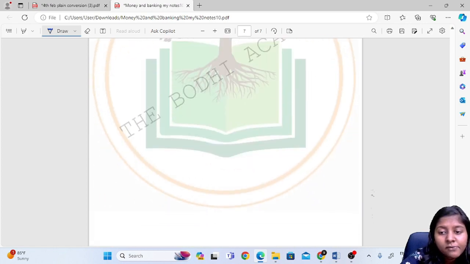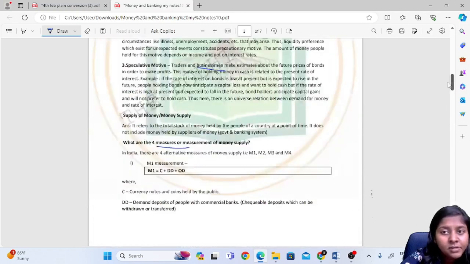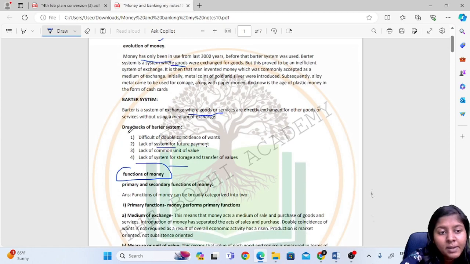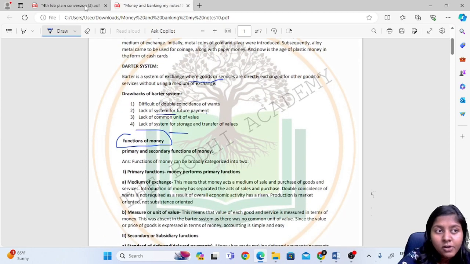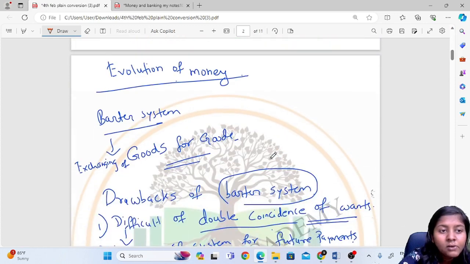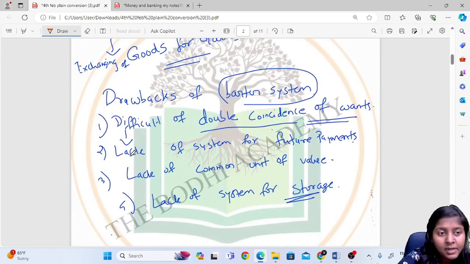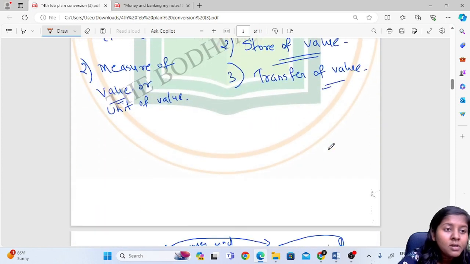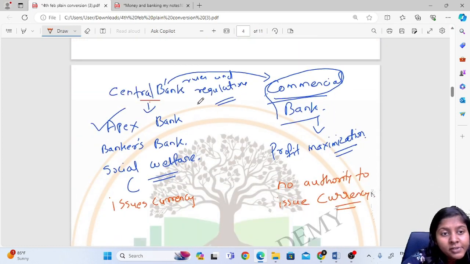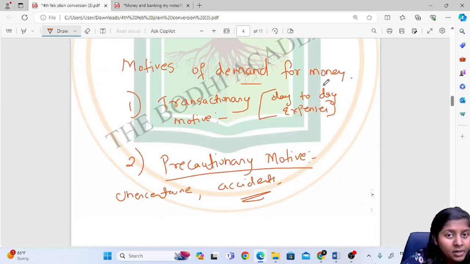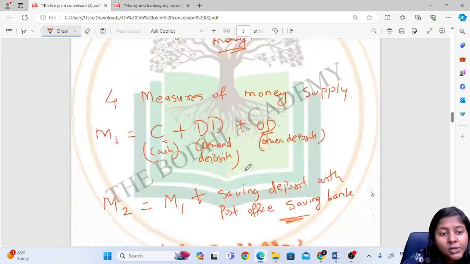So with this, we have finished the money and banking chapter. The only thing is that here you have to remember the drawbacks of the barter system, the different functions of money, how the evolution of money has been done, then the functions, primary and secondary, then the difference between the central bank and the commercial bank, then the different motives of demand for money, that is transactionary motive, precautionary motive, speculative motive.